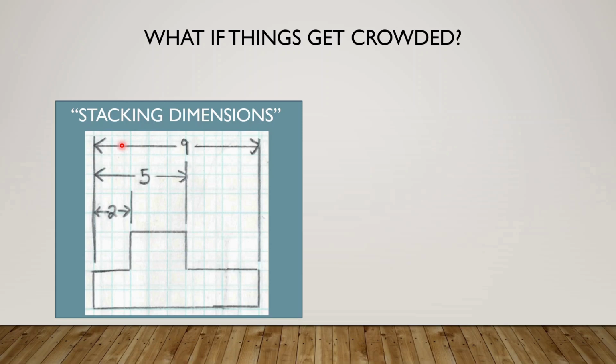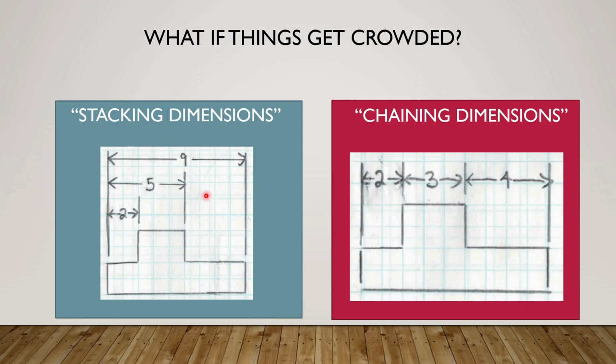Another way that you can dimension this is by what we call chaining our dimensions. So here you're saying the distance from here to here is 2, the distance from here to here is 3, and the distance from here to here is 4. Both of these are correct and both are valid. It's your own personal preference on how you want to dimension. You always want to go for the neater choice or the choice that's easiest to read.